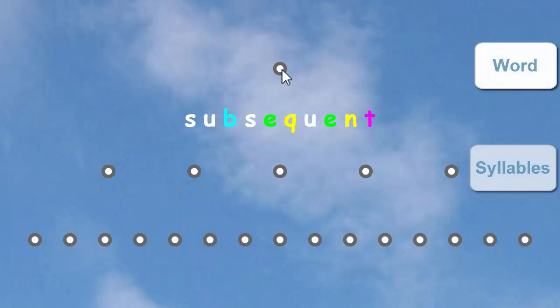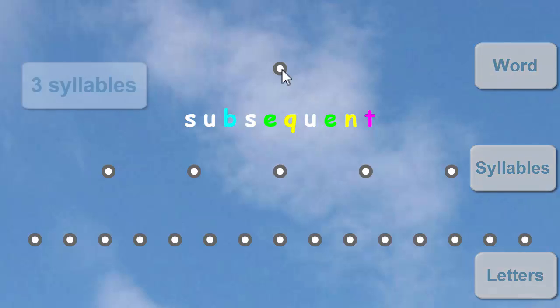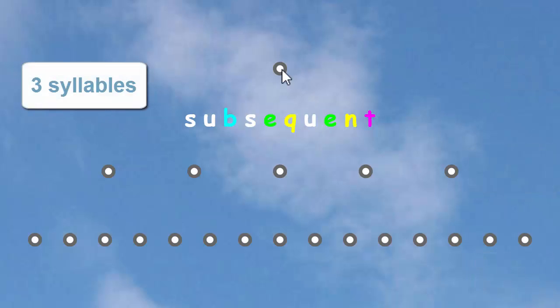To show the number of syllables and letters, you need to connect the points in the correct way. The highest point represents the word. The second line of points represents the syllables, and the third line of points represents the letters. In the example, you can see a word that consists of 3 syllables. Therefore, you must connect the highest point with 3 points of the second row.